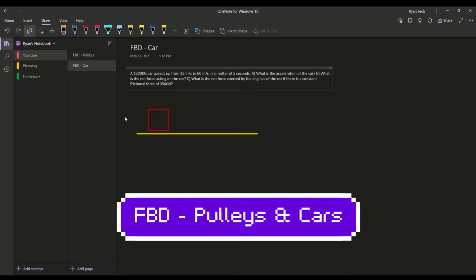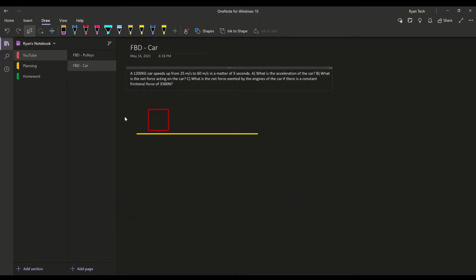Today I'm going to be doing a video about moving free body diagrams and free body diagram pulleys. So let's get started with moving free body diagrams.